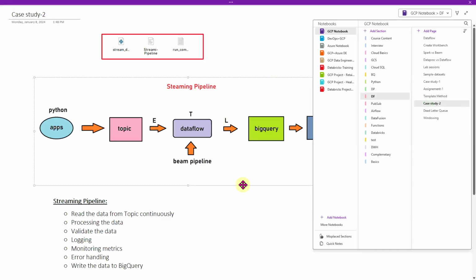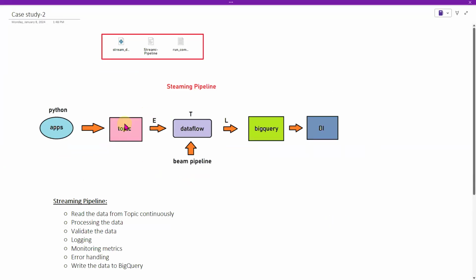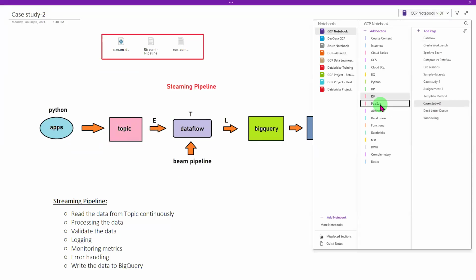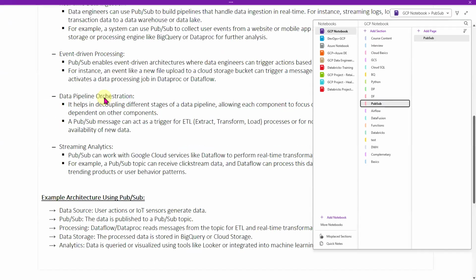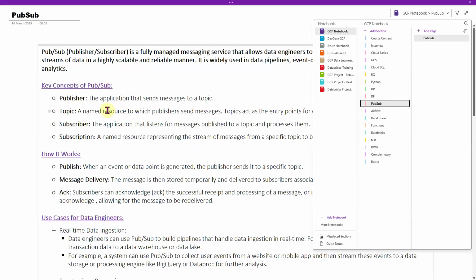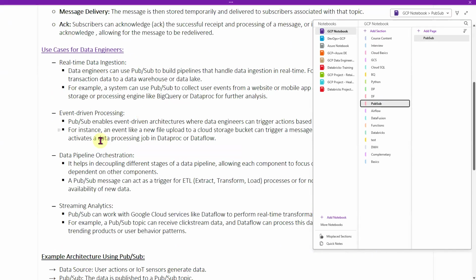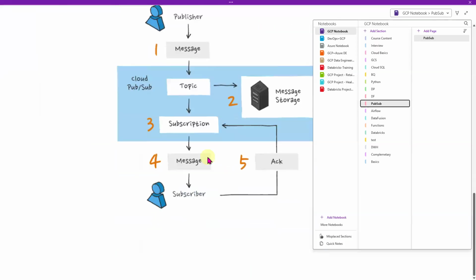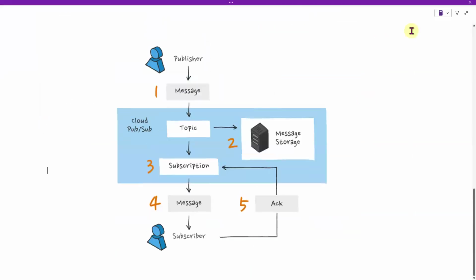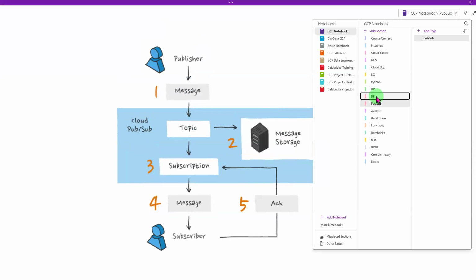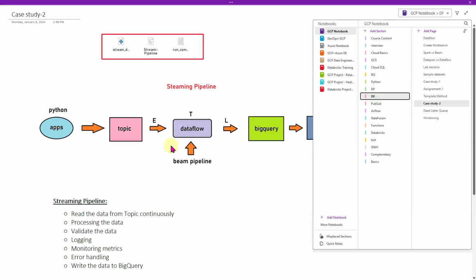Case study 2, which is a streaming pipeline, in which we are including the Pub/Sub topic here. Here you are seeing the Pub/Sub topic. For this one, you need to have good knowledge of Pub/Sub also. So we learn about Pub/Sub, key concepts in Pub/Sub, how it actually works, the use cases, and the Pub/Sub example architecture looks like this one. This particular Pub/Sub we are going to utilize in this streaming pipeline creation. All right. So this is all.